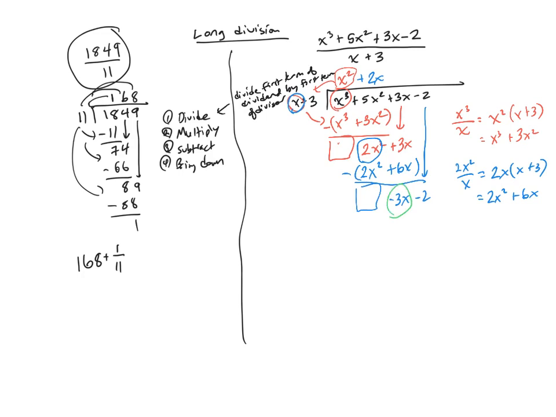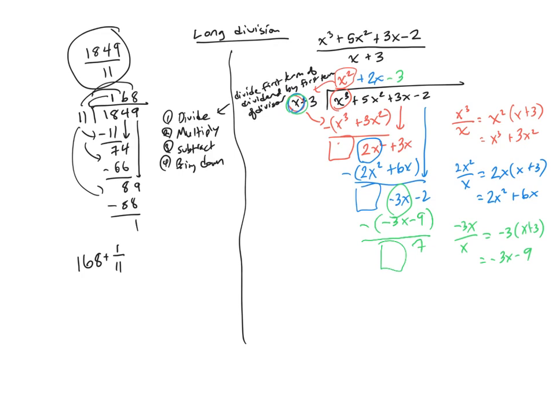So first term divided by first term. That goes on top of the house. Multiply that by the divisor. Write that underneath. Subtract. Negative 3x minus negative 3x is nothing. And negative 2 minus negative 9 is positive 7.